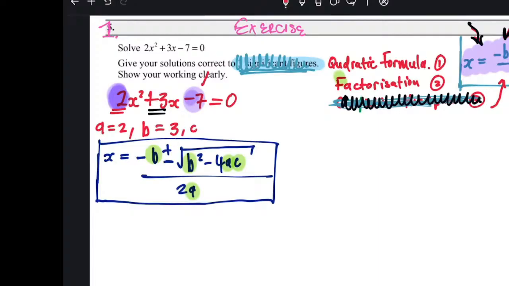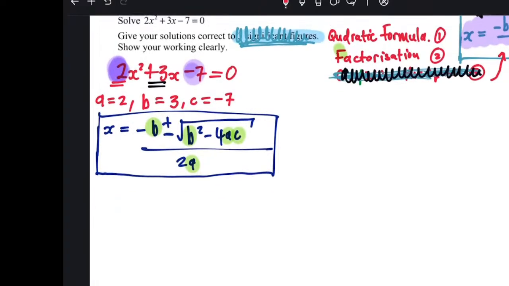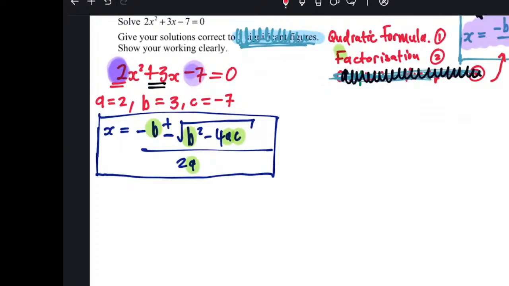Okay. So A, B, and C, you've got to know them. Well done. I'm proud of you. Now that you know them, you can now use the quadratic formula. Okay, Letty? Good. Now, when you use the quadratic formula, what is the first step?